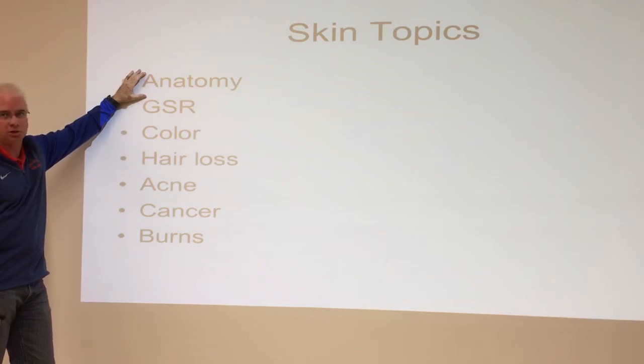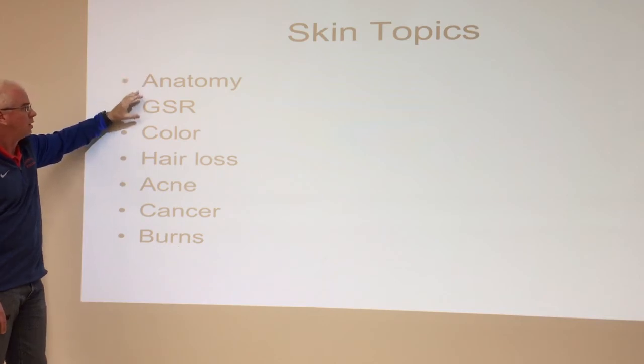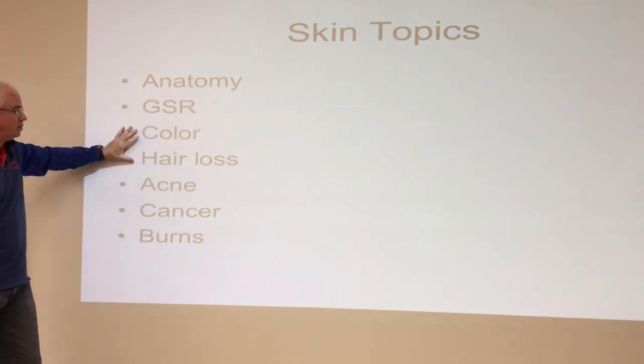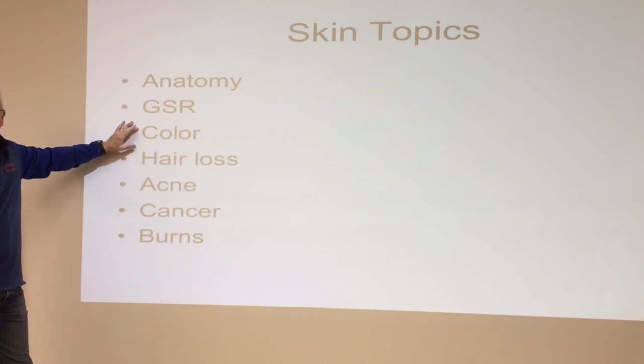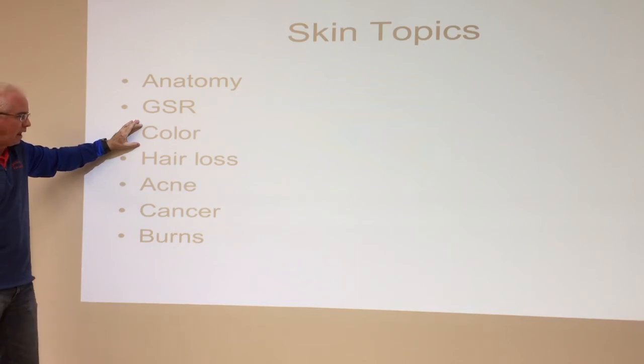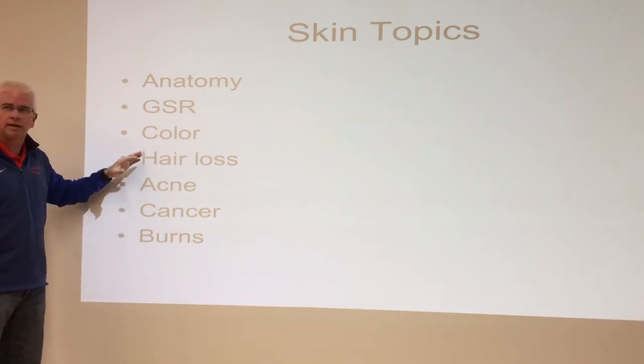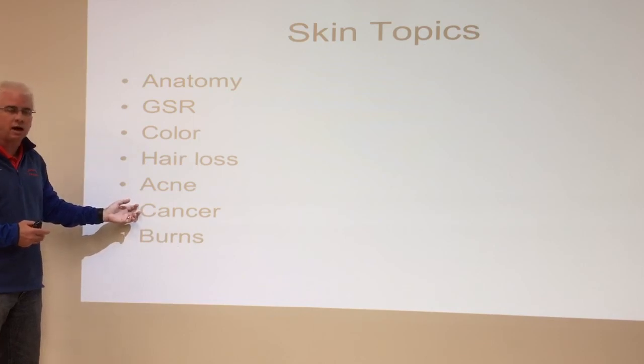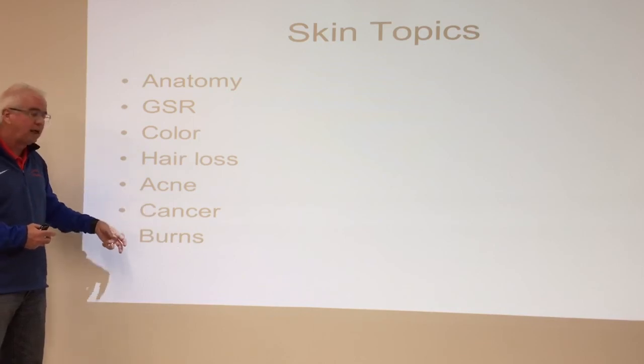In my description of the skin anatomy, I try to find some things that are interesting to talk about. One of them that your book does not mention is GSR. This is lie detection, so I'm going to bring this up. We'll also need to talk about skin color. I'm going to spend a little time here talking about melanin and hemoglobin and keratin, things that impact skin color. And then the rest of this will come sort of clean up at the end. Things about hair loss and acne with sebaceous glands, 3 kinds of cancer that are most common, basal cell, squamous cell, melanomas, and then burns.